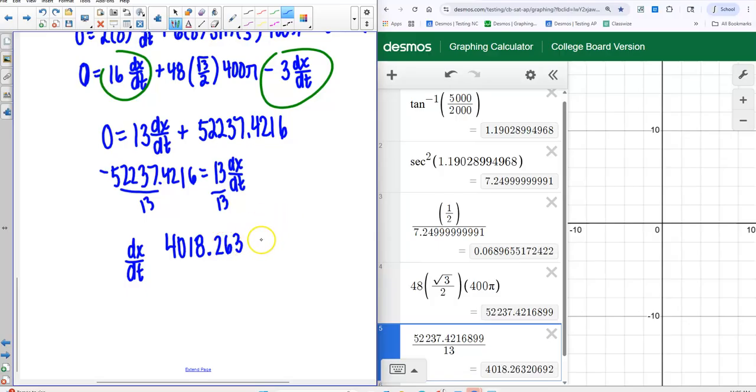X was measured in, no, time is. X was measured in inches. Time was measured in minutes. So at that moment, oh, and I've lost my negative. At this point, at theta equal pi over 3, that is going to be a negative velocity because the piston is moving back down there. So it's moving to the left in this case.